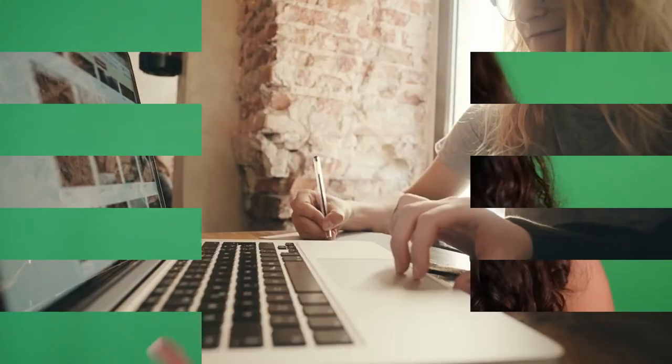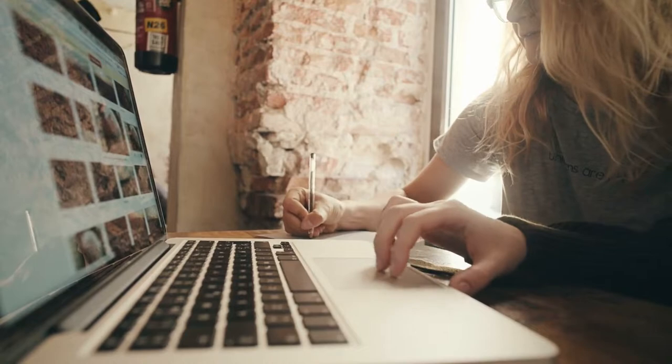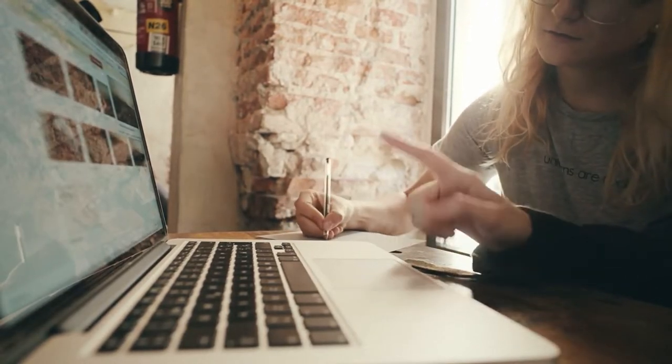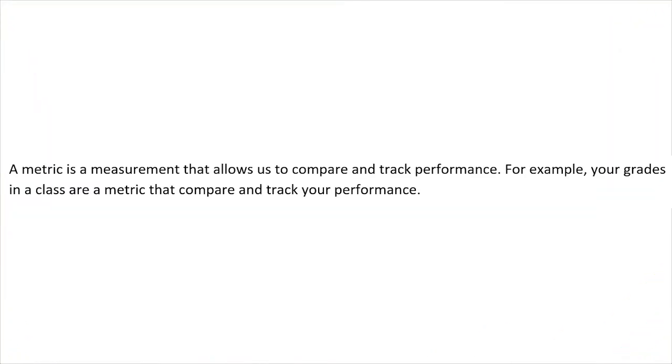So basically the task in usability testing is what it sounds like. We come up with actions or tasks that we can ask our users to complete, and then we actually watch them or look at our analytics to see how they perform with some metrics. Now, a metric is a measurement that allows us to compare and track performance. For example, your grades in a class are a metric that compare and track your performance with learning.